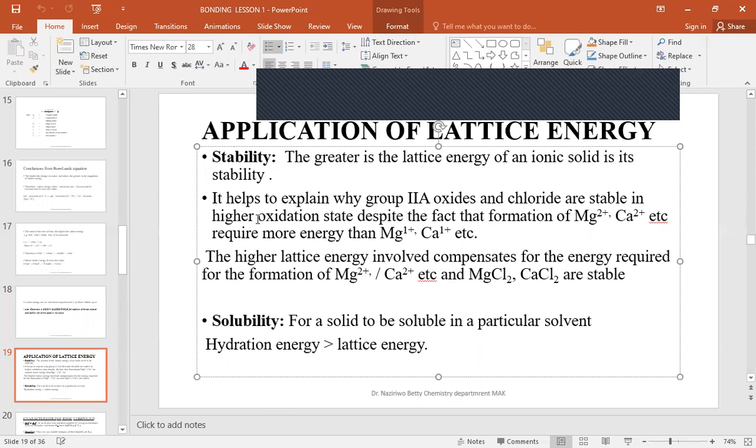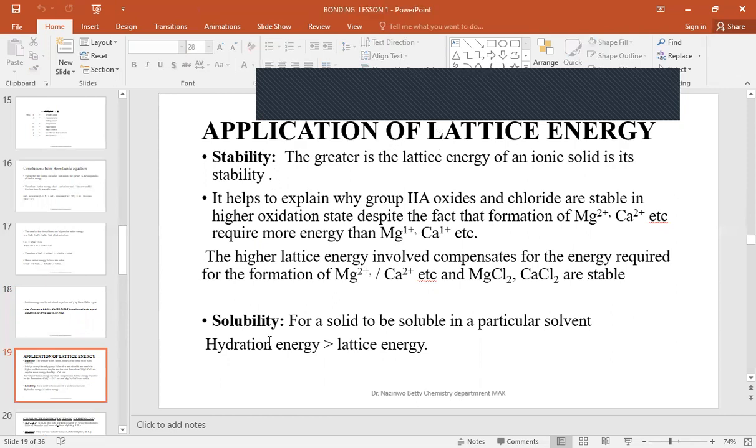It helps in determining whether the compound will be soluble or not. How? You compare the hydration energy of that ionic solid with the lattice energy. If the lattice energy is greater than the hydration energy, it means that compound is insoluble. However, if the hydration energy is greater than the lattice energy, automatically the compound is soluble.